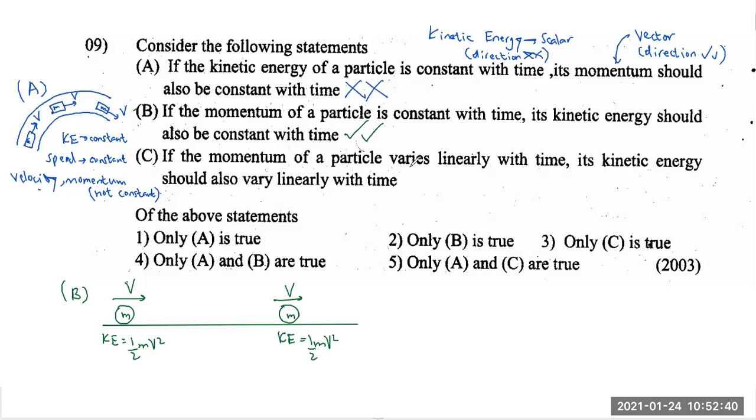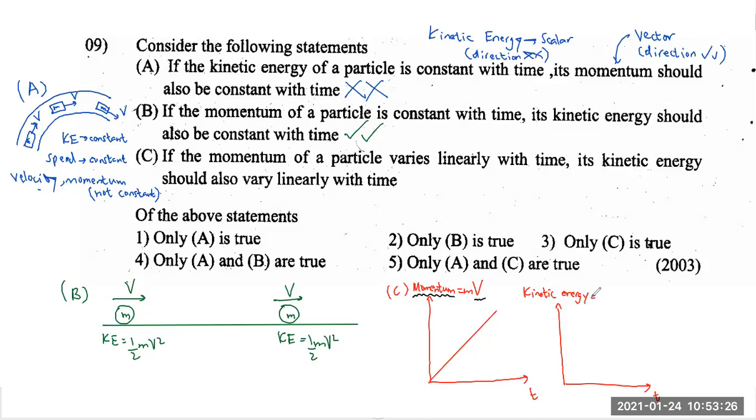C. If the momentum of a particle varies linearly with time. What are they saying? Momentum of the particle is varying linearly with time. So momentum is equal to mv, and with time it is varying linearly like this. Now we know mass is constant. Therefore, the shape of the variation of momentum is going to be equal to the shape of velocity. So if momentum is increasing linearly, that means velocity is also increasing linearly. Kinetic energy is actually equal to half mv square, isn't it?